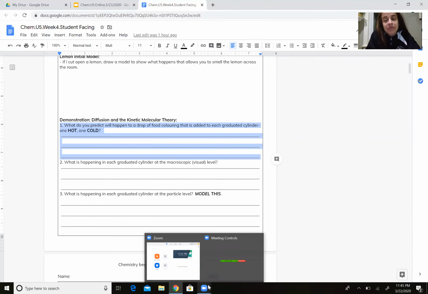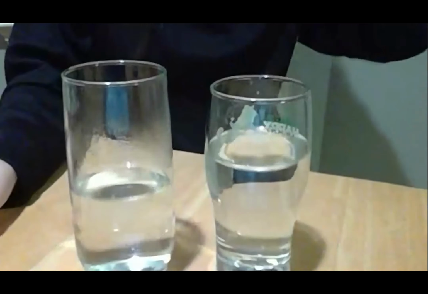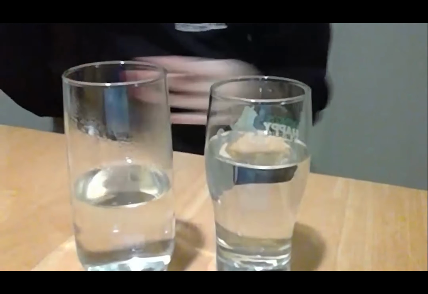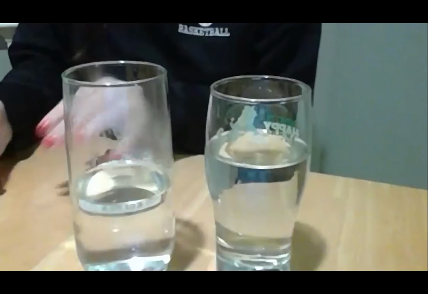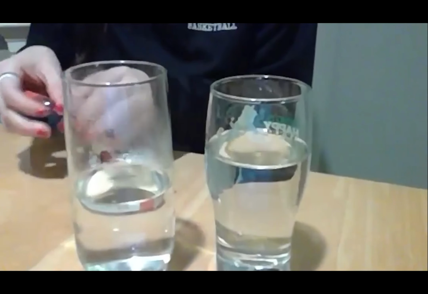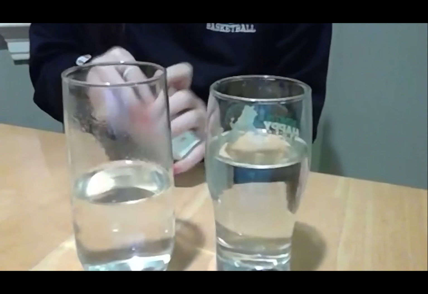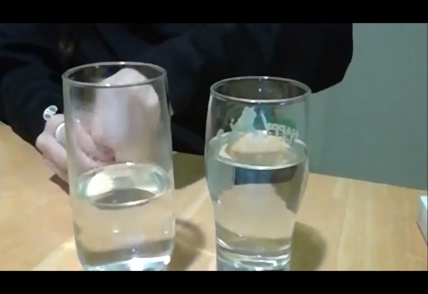Okay, welcome back. You should have completed question 1 on your handout. You should have answered what you think is going to happen when we place the same amount of food coloring into 2 different temperature waters. Okay, so I'm going to add the same color just in case the different colorings of the dye are what is affecting us. And since it was recently St. Patrick's Day, I'm going to add green.